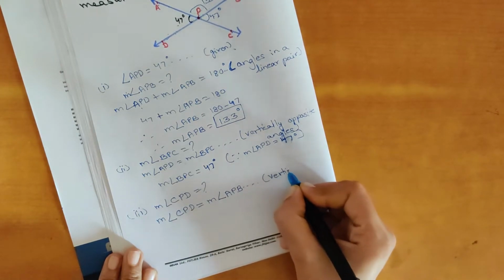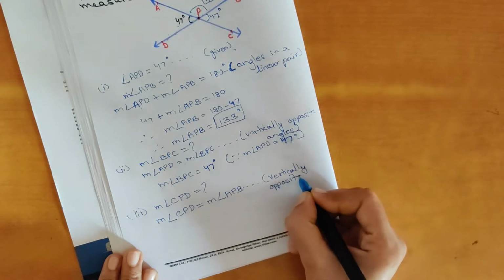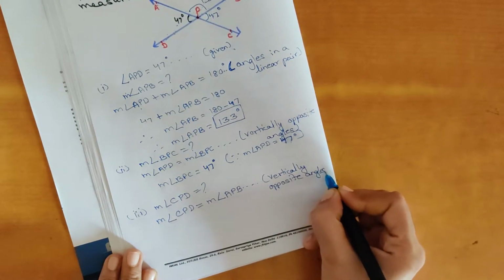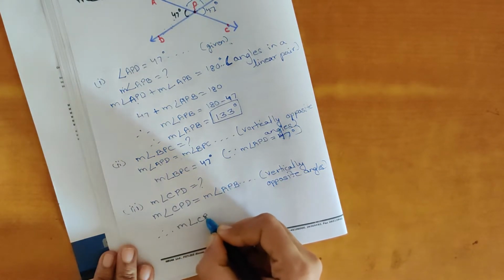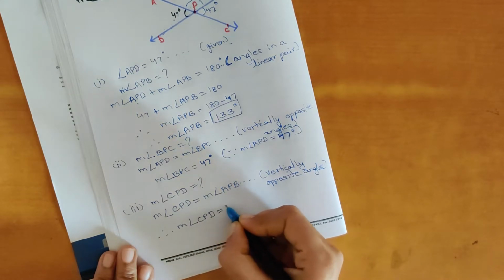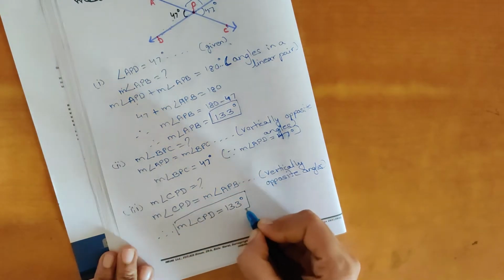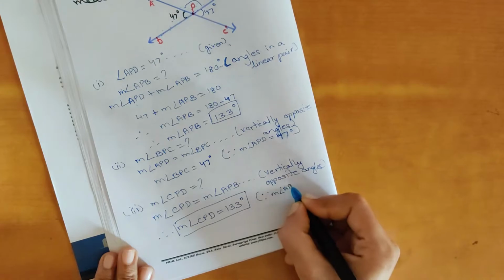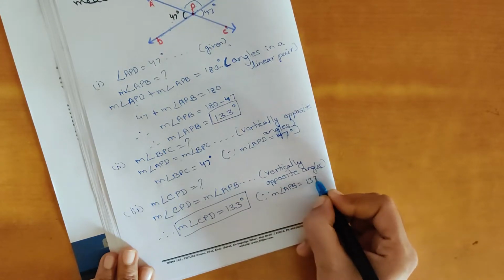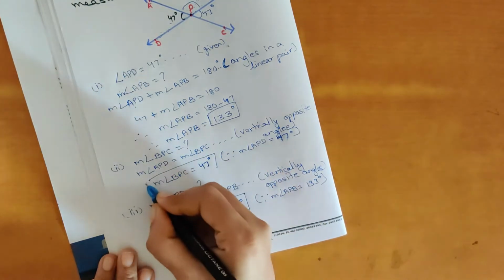Vertically opposite angles. So we can write, therefore, measure of angle CPD is equal to 133 degrees. So here we got it. Why? Because measure of angle APB is equal to 133 degrees. Okay, so all the three we have found.